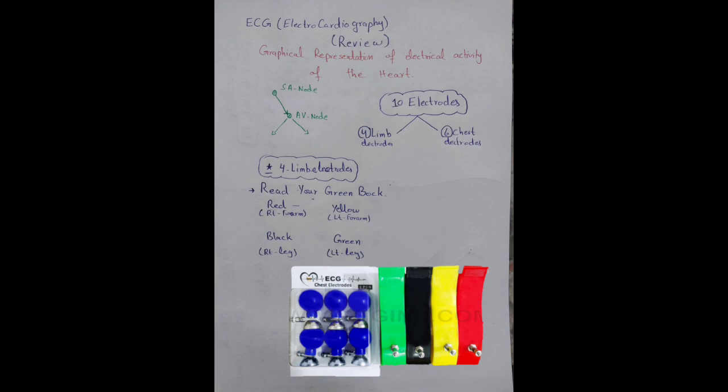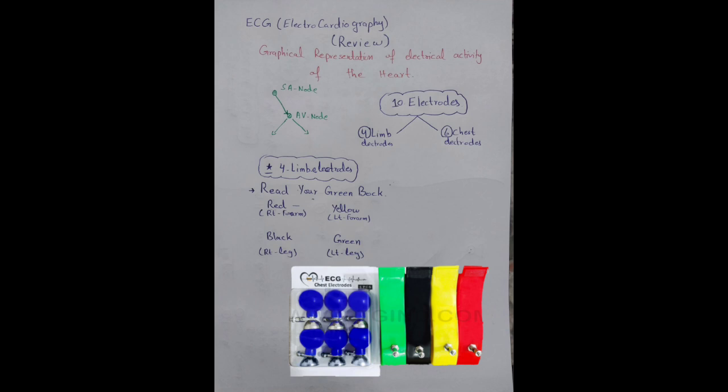The 4 limb electrodes: there is a mnemonic to remember them, "Read your green book." There will be 4 electrodes. One is red, second is yellow, third is green, and the fourth is black. So, read your green book. You have to arrange them in the same manner.